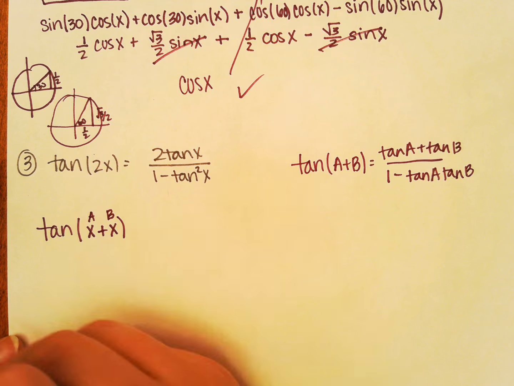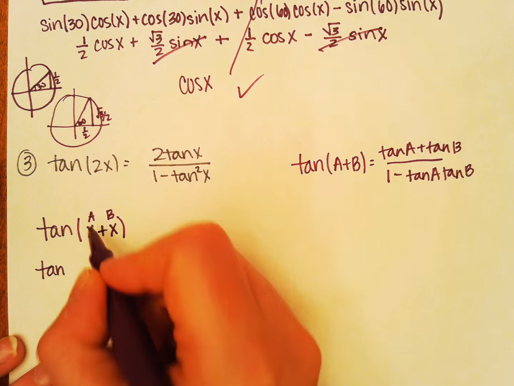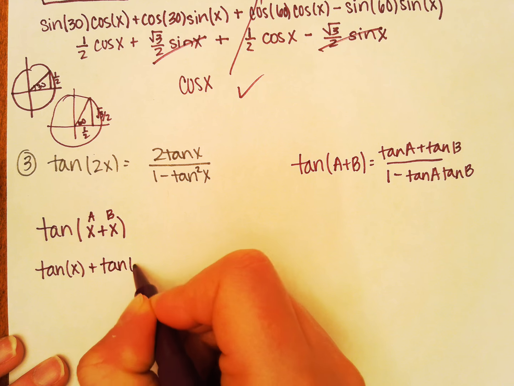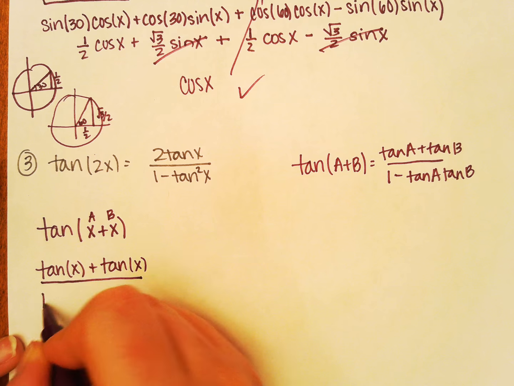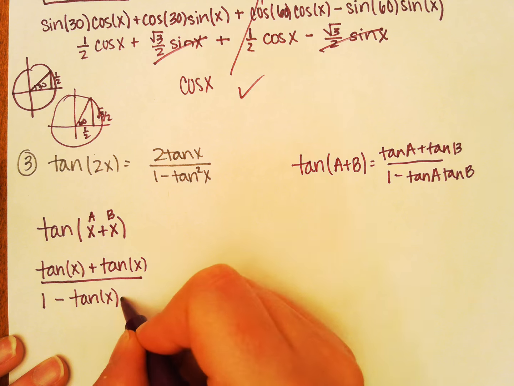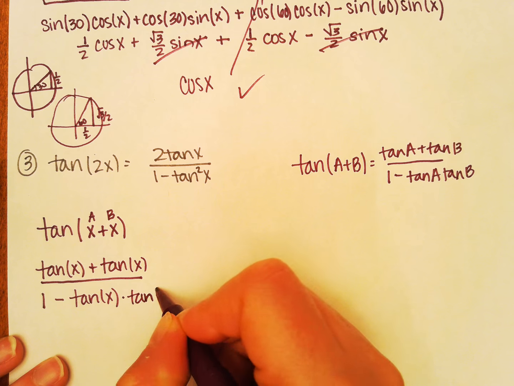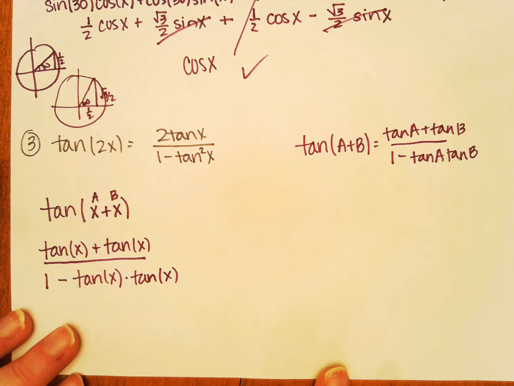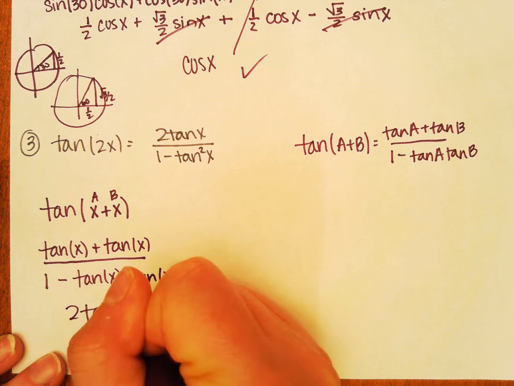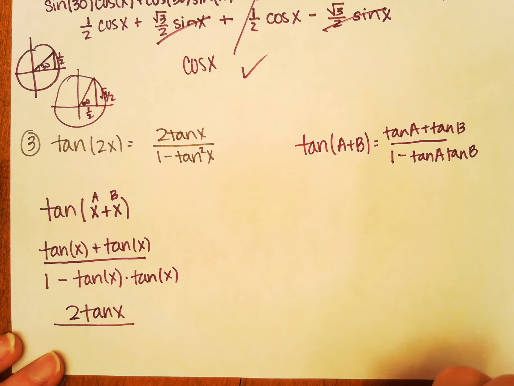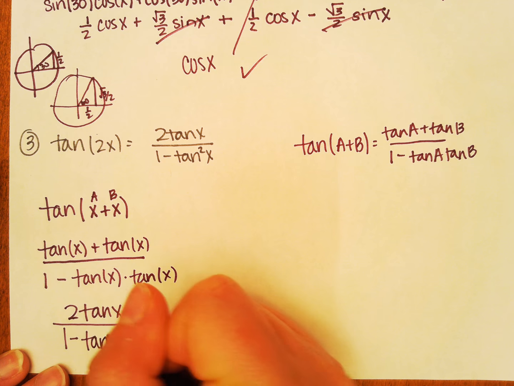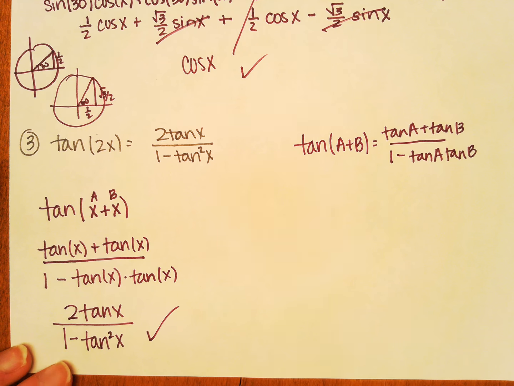So when we expand this, we'll have the tangent of A, which is x, plus the tangent of B, which is, again, x, all over 1 minus the tangent of A, which is x, times the tangent of B, which is x. Then we simplify a little bit. On the top, the tangent of x plus the tangent of x is 2 times the tangent of x. And on the bottom, 1 minus tangent x times tangent x is 1 minus tangent squared of x. And that's what we wanted.